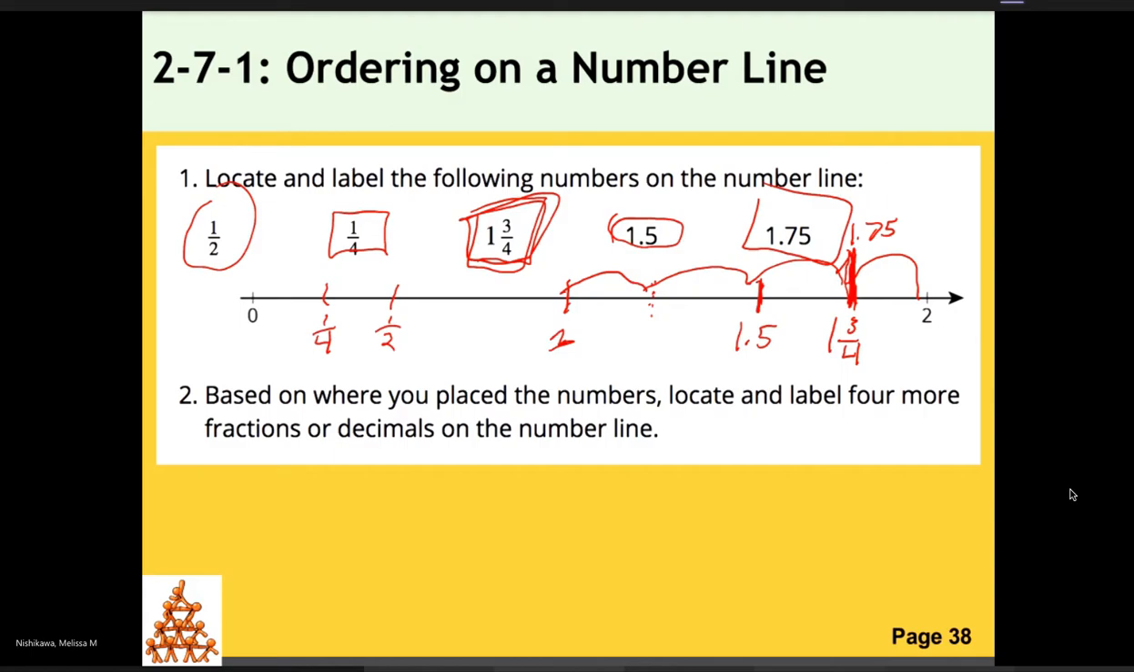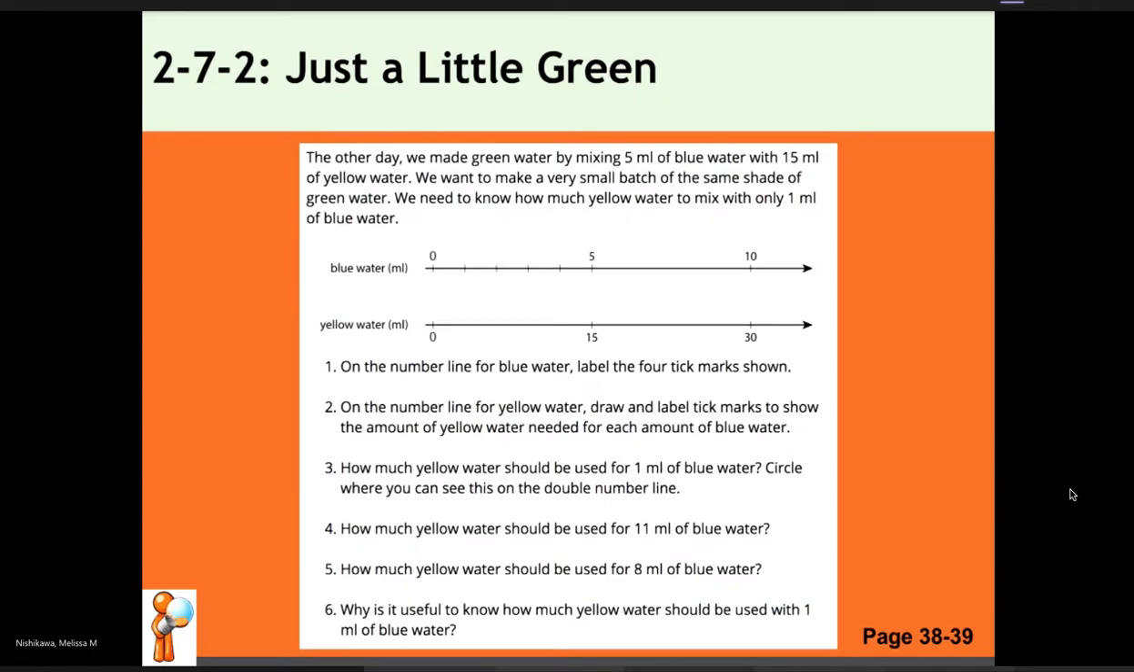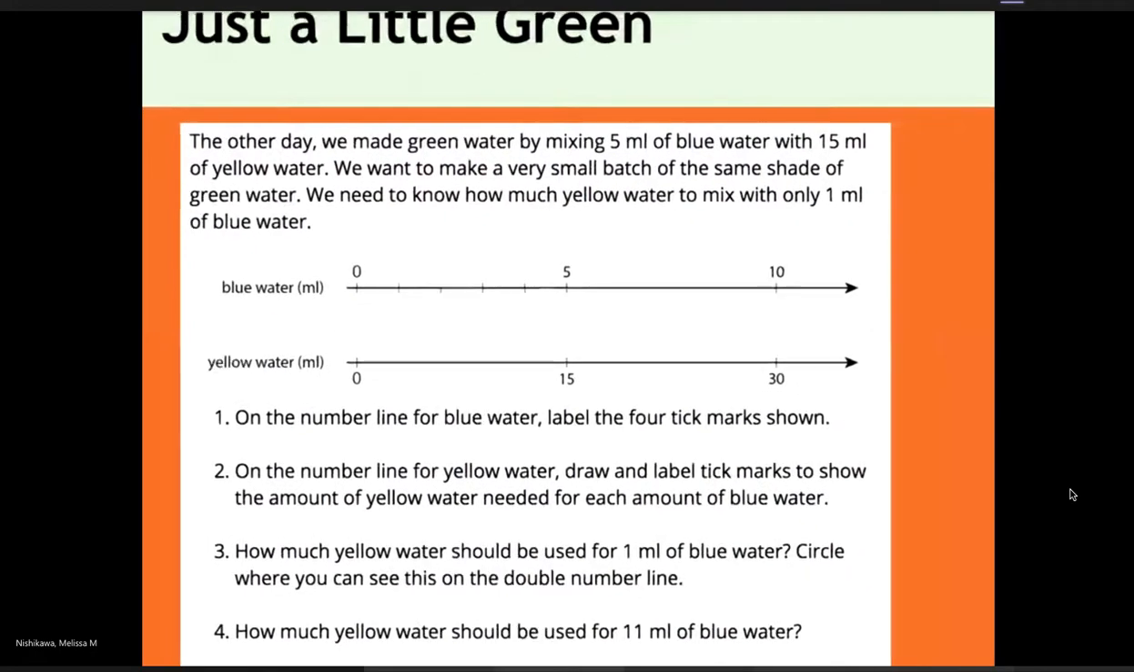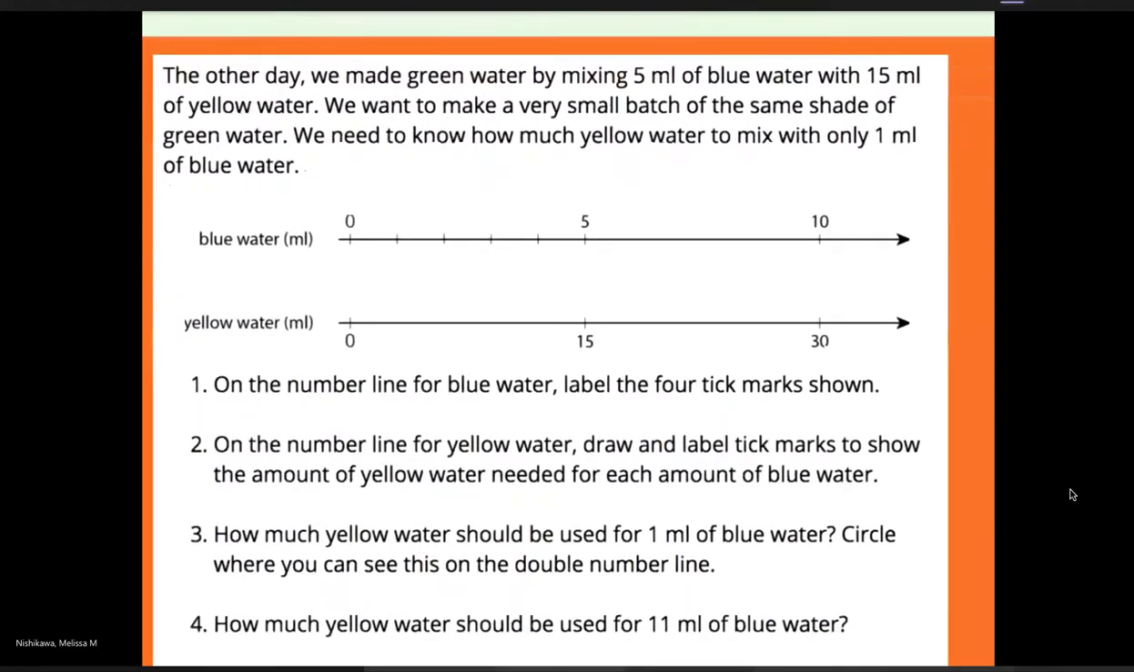All right, we're going to skip our number 2 warm-up right now just because we're short on time. All right, so the other day, we had made green water by mixing 5 milliliters of blue water and 15 milliliters of yellow water in another lesson. So we're going to use that same ratio, and we're going to think about making a very small batch, but keeping it the same shade. So we need to know how much yellow water to mix with only 1 milliliter of blue water.